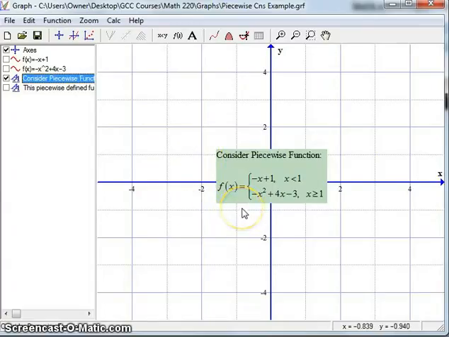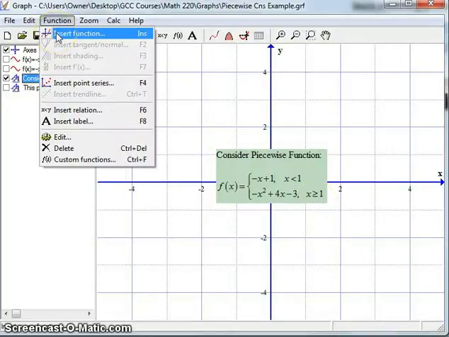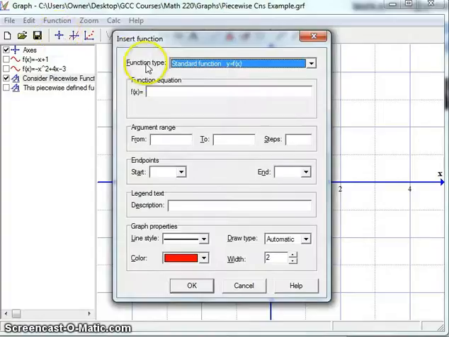So our piecewise function is negative x plus 1 if x is less than 1, and negative x squared plus 4x minus 3 if x is greater than or equal to 1. So what I need to do to graph this piecewise function is I'm going to click on function and I'm going to insert a function.